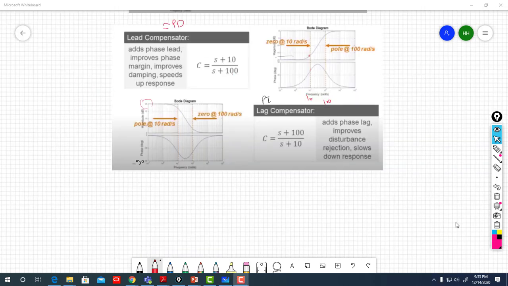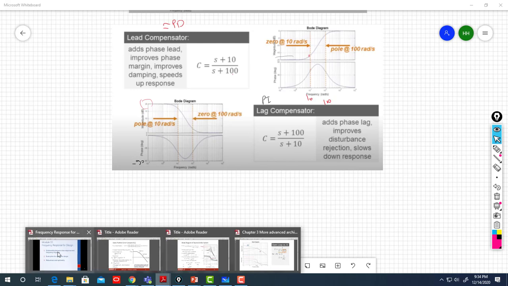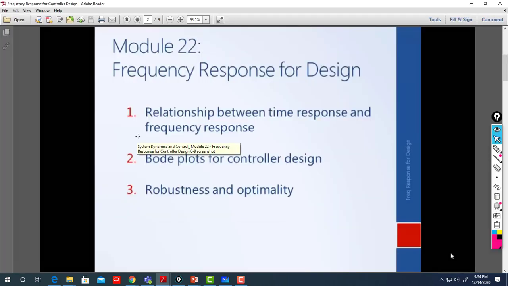Now, one important step in designing a controller in frequency response, after knowing all these types of controllers, lead, lag, PI, PD, and PID, is to know the relation between the time domain and the frequency domain. So we'll see what's the relation between time response and frequency response.